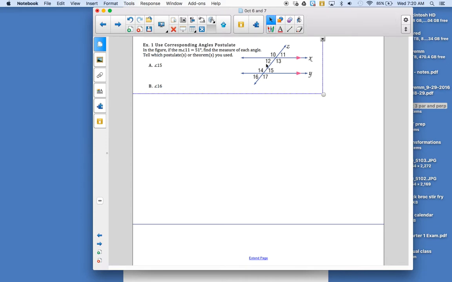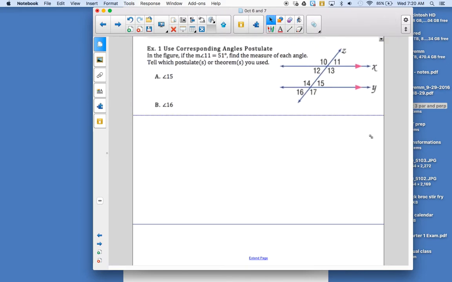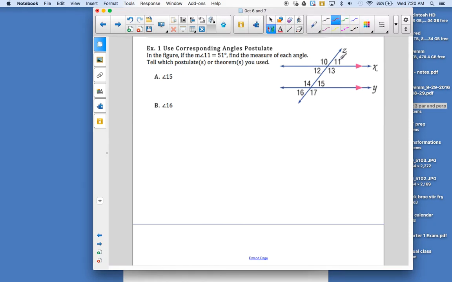Okay, let's look at practicing this a little bit. Let's see if we can figure things out. First thing I want to ask myself, are the lines parallel that I'm cutting between? Okay, I can see they're parallel because they've got those red arrowheads, so they are parallel. Here's my transversal. In this case, my transversal is labeled Z, but don't let that fool you. It's the transversal because it cuts between 2 lines.